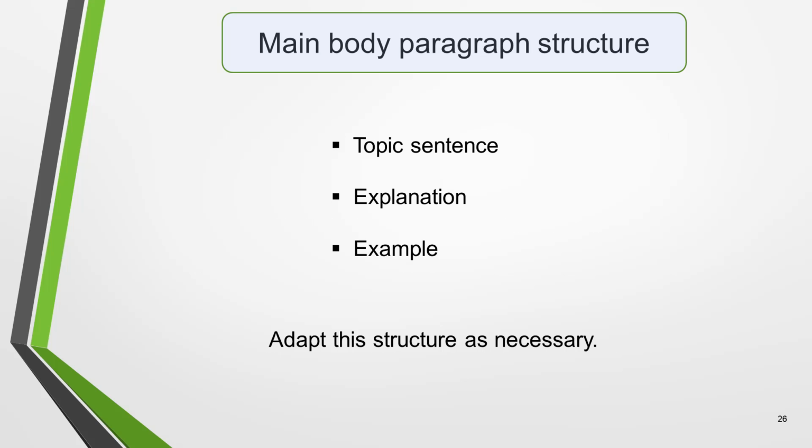The structure of a good main body paragraph has 3 parts: a topic sentence, an explanation and an example. If you can't think of an example, you can add further supporting ideas. I'll be reversing the second and third parts by introducing my example and then explaining it. As I said before, use the structure for guidance, but adapt it as necessary.